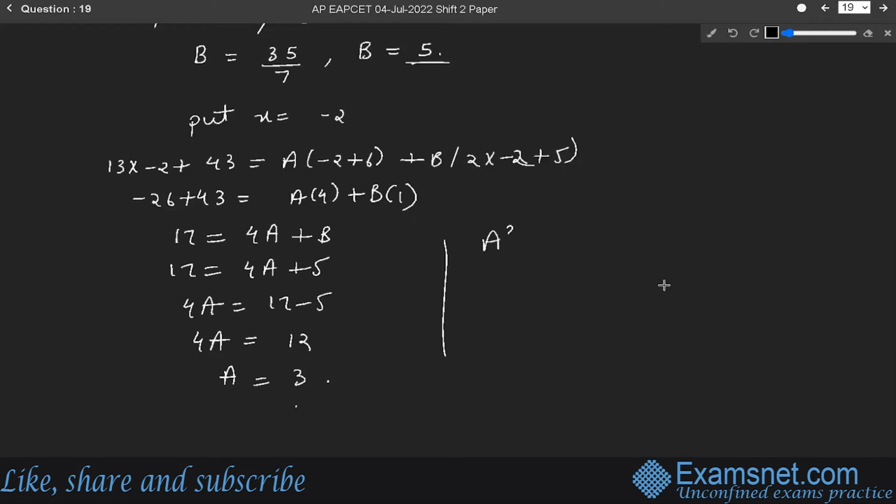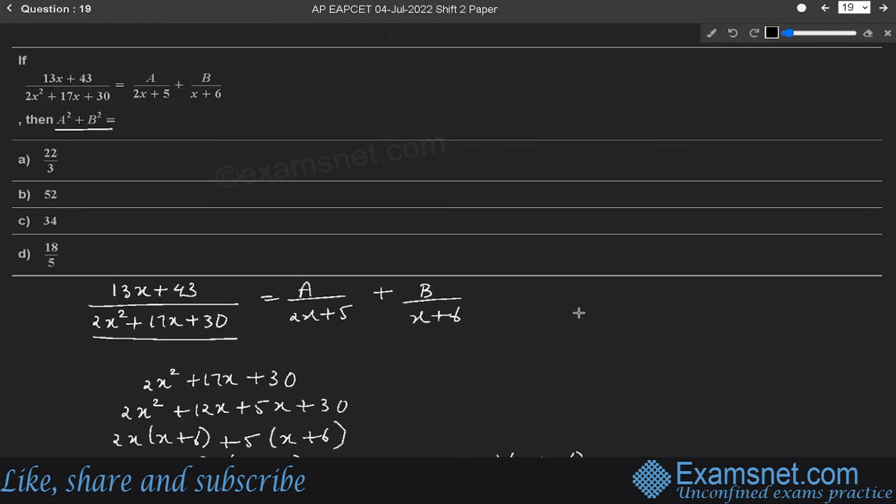We have to find a square plus b square. So a square will be 3 square and b square will be 5 square. So it will be 9 plus 25, which is equal to 34. So we can say that the correct answer for this question is 34. So option number C is the correct option for this question.